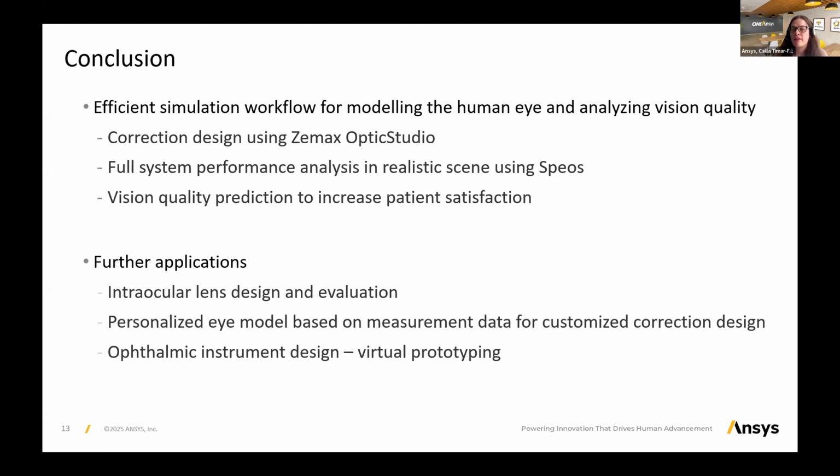Also, these eye models can be used for virtual prototyping, which means that we can leverage the models during ophthalmic instrument design, so to visualize and evaluate what the doctors would see during the actual clinical trials without building the devices and only using numeric simulations.